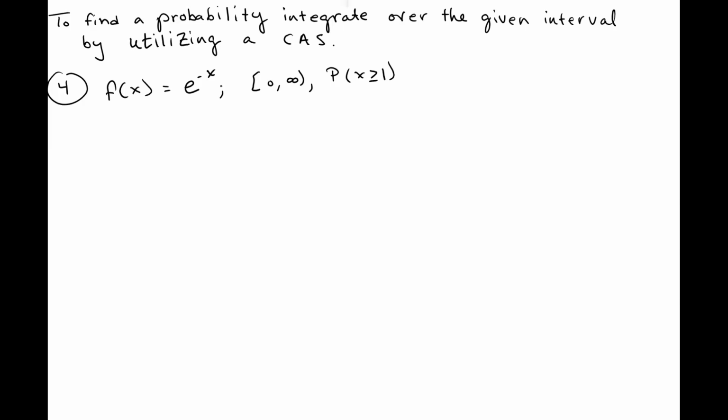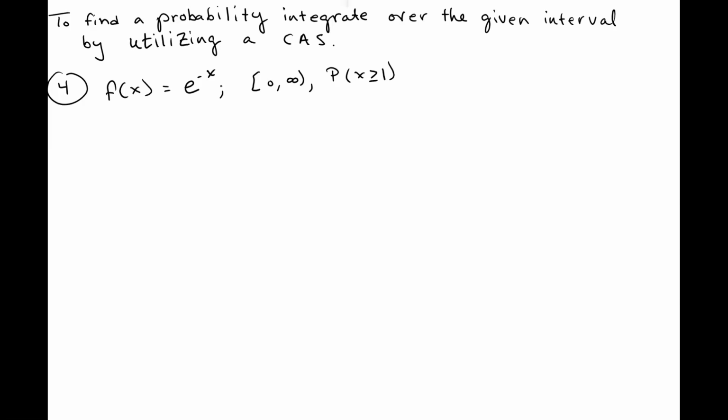Okay, so we're going to be discussing now probabilities. In a previous video, we discussed what a probability density function was. But now what we're going to do is determine, using a probability density function, what the likelihood is of some event occurring. In this case, we're looking at some PDF called e to the negative x.